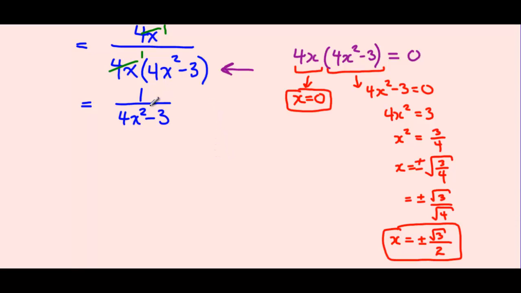So in our final answer, we're going to say our simplified rational expression is 1 over 4x squared minus 3, but x cannot equal 0 or plus or minus root 3 over 2. So we'll say plus or minus root 3 over 2. And we're not going to make this into a decimal. We're going to keep this as an exact value. And we have 3 different restrictions: the 0, the positive root 3 over 2, and the negative root 3 over 2.